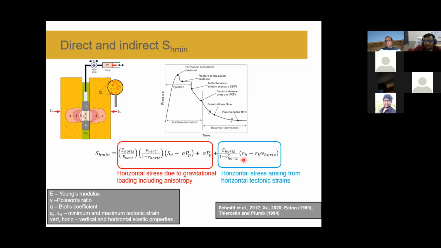So these two terms here, epsilon small h and epsilon capital H, are the minimum and maximum tectonic strain occurring along the minimum and maximum horizontal stress direction. But remember, this constant is an unknown term. Normally, people consider it as some constant value, or start with some value so that they can calibrate with the field measurement. No direct measurement of this parameter is possible.